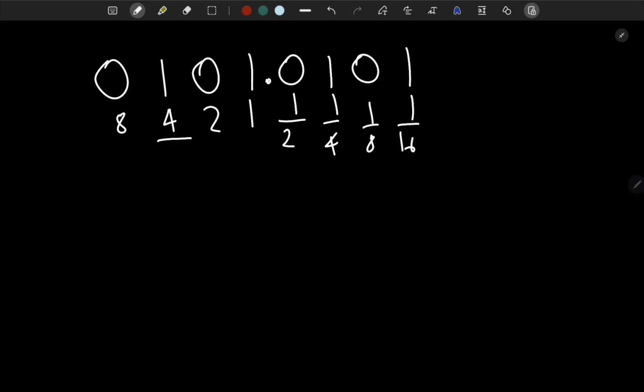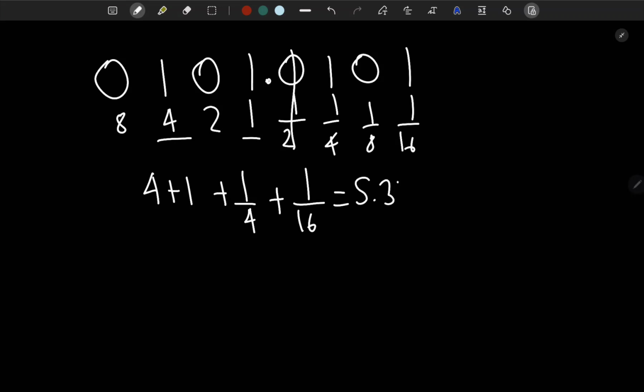So now we can just add all these ones up. So here we have 4 and 1. It's 4 plus 1 plus, we don't add this, we have a 1 here, plus 1 over 4 plus 1 over 16. So you can just type this on your calculator, and the final answer is 5.3125.